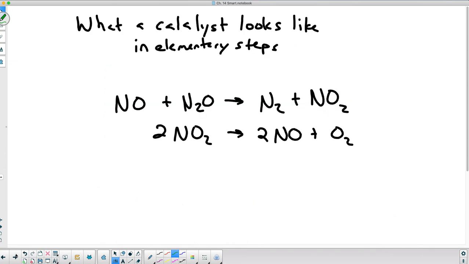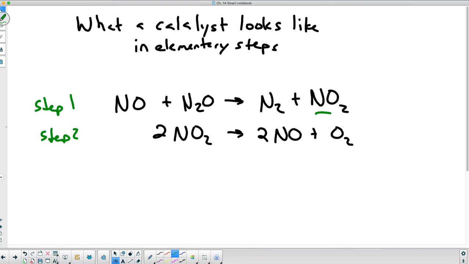Take a look at this. It says what a catalyst looks like in elementary steps. So here I have two elementary steps. This, of course, would be step 1 and step 2 of the same reaction. Notice I'm starting off with NO and N2O, and then that changes to N2 plus NO2. And then I have 2 NO2 from this reaction here, 2 NO2 that change into 2 NO plus O2.